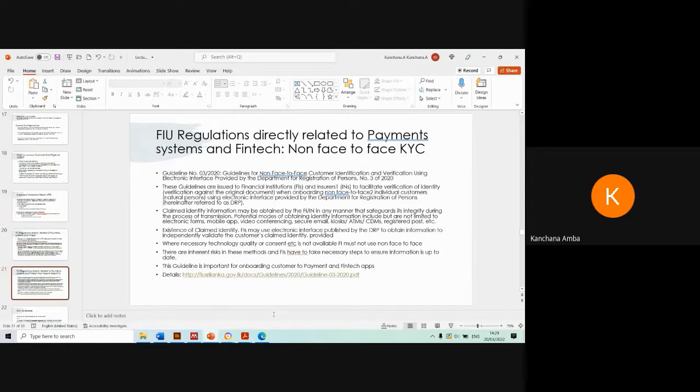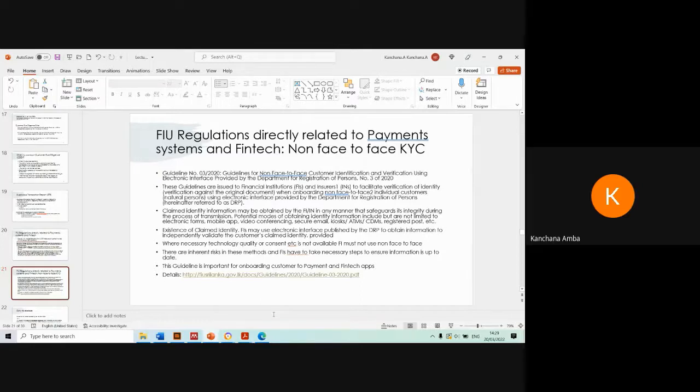So the first step is to check that the person's identity exists. The other is the interface published by the DRP to independently validate the customer's claimed identity, right? Where necessary, if the technology, quality and consent are not available, you must not use the non-face-to-face provisions. Of course, there are inherent risks in these methods, and FIs have to take the necessary steps to ensure the information is up to date, right?